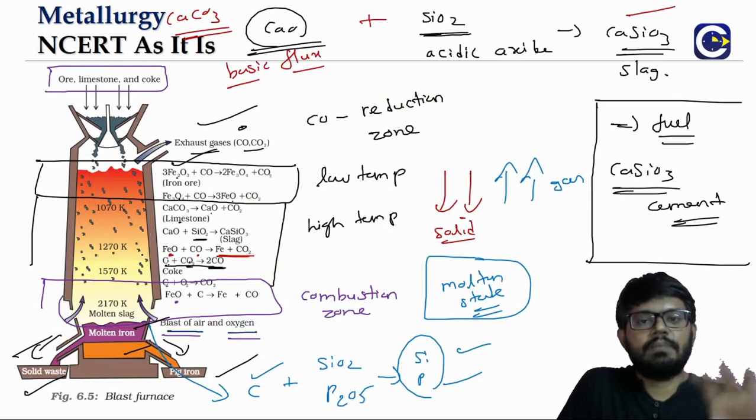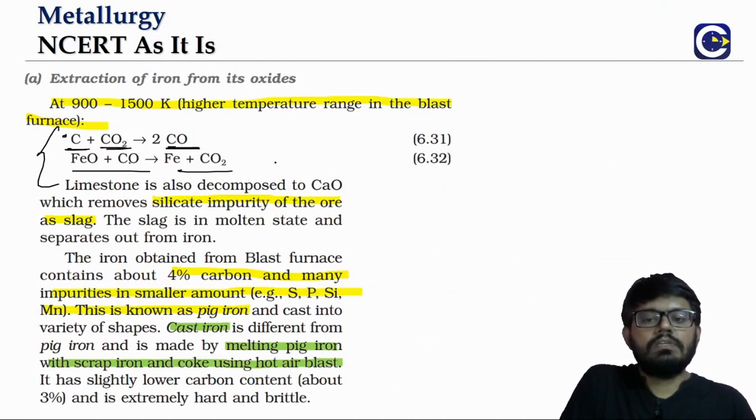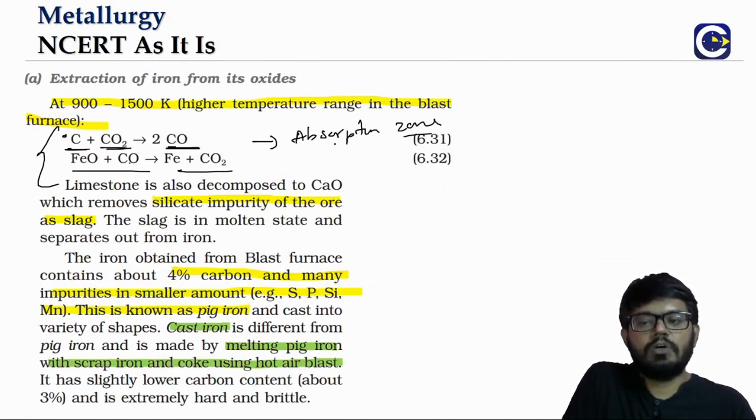This is the reason why the temperature is getting reduced in comparison to what? Combustion zone. So sometimes, right, in some textbooks, you will see that this zone is also referred to as the absorption zone, because the heat is being absorbed.